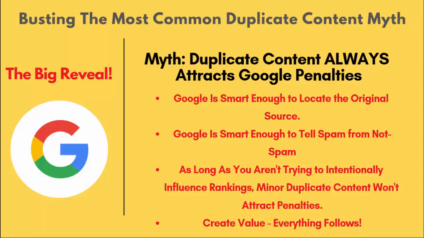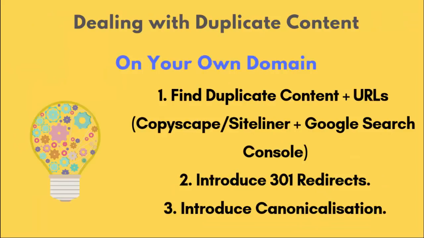And then obviously create value. That's the main one here. Google, from a technical search point of view and from a user experience point of view, wants to see valuable sites and URLs. If you're copying content that's not valuable, you should just be mentioning it and linking back as a resource.